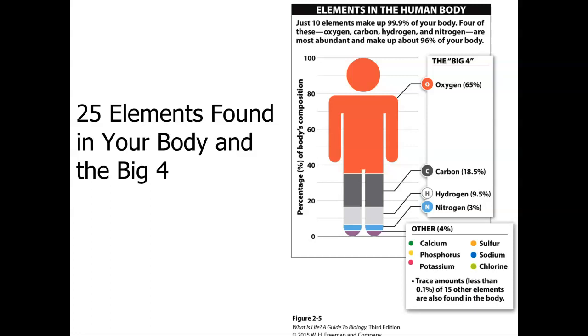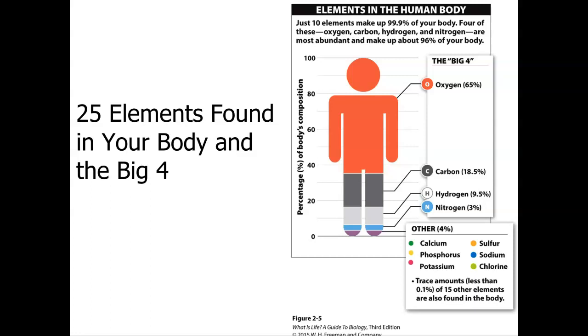There's going to be 25 elements found in the body, but you have what's referred to as the Big Four. Easy way to remember it is CHON, C-H-O-N. With CHON, that's going to be your carbon, hydrogen, oxygen, and nitrogen. With these Big Four, these are going to make up 96% of your body. Oxygen being 65%, carbon 18.5%, hydrogen 9.5%, and nitrogen 3%.